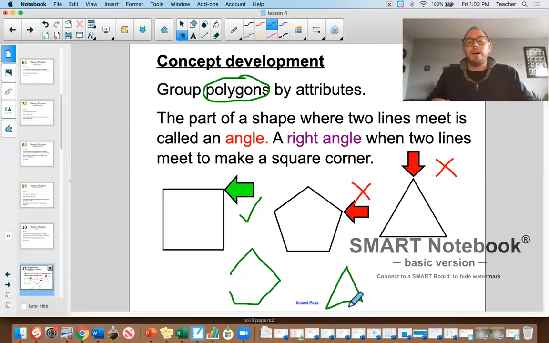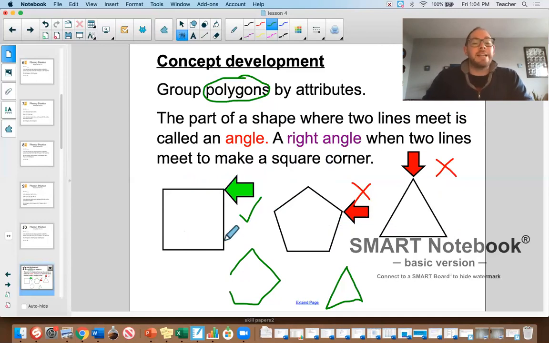Good, Brain. All right, so we're going to be looking at the part of a shape where 2 lines meet, and that is called an angle. So here is an angle, here is an angle, here's another one, and here's another angle. A right angle is when 2 lines meet to make a square corner.